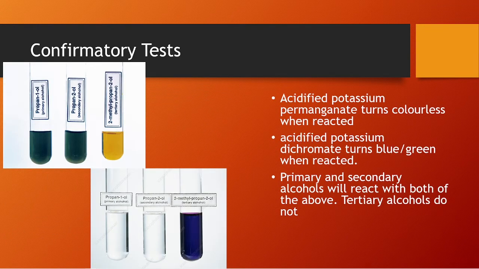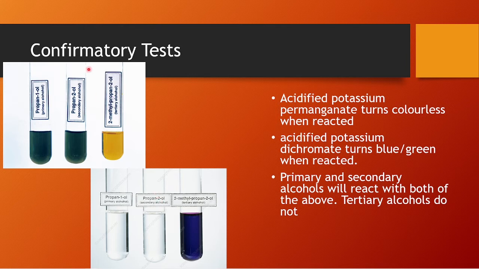This is a similar concept, but this confirmatory test, there's 2 of them: acidified potassium permanganate and acidified potassium dichromate. These react with tertiary alcohols. So tertiary alcohol being an alcohol that is attached to a carbon that's attached to 3 other carbons. Hopefully that makes sense. But both of these tests will not have a color change when put in with a secondary or a primary alcohol, but will with a tertiary alcohol.